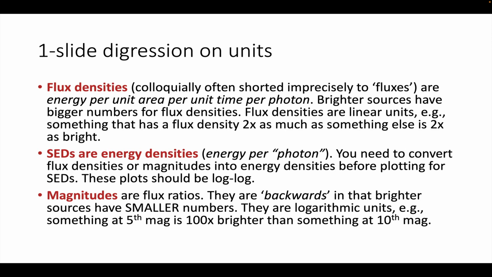Okay. One slide on units. Now, flux densities, which sometimes people get sloppy and just call fluxes, are energy per unit area, per unit time, per photon. So that can be like ergs per centimeter squared, per second, per hertz, or per centimeter for wavelength. Brighter sources have bigger numbers for flux densities. And flux densities are linear units. That means that something that has a flux density twice as much as something else is twice as bright.